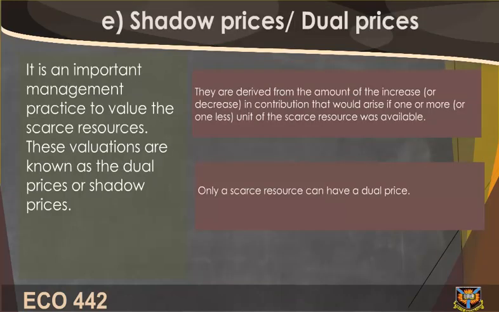E. Shadow prices, dual prices. It is an important management practice to value the scarce resources. These valuations are known as the dual prices or shadow prices. They are derived from the amount of the increase or decrease in contribution that would arise if one more or one less unit of the scarce resource was available. Only a scarce resource can have a dual price.